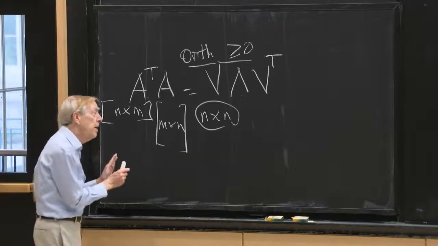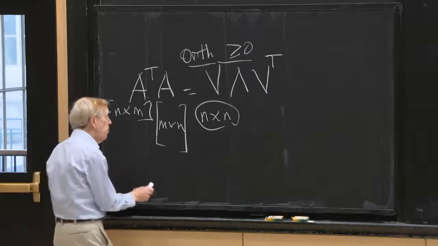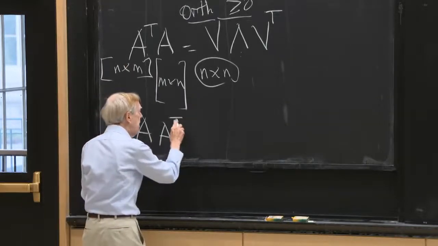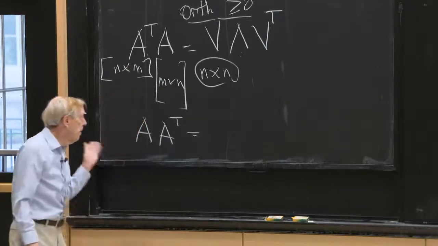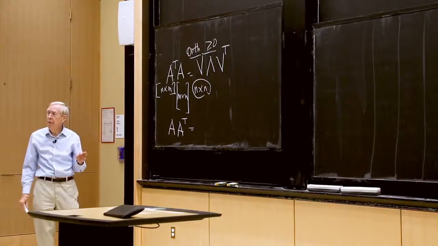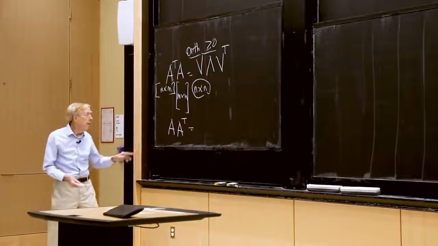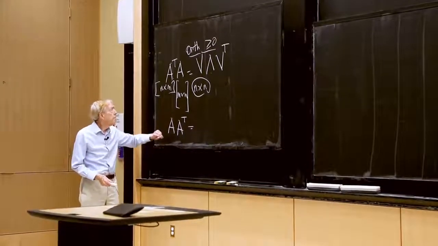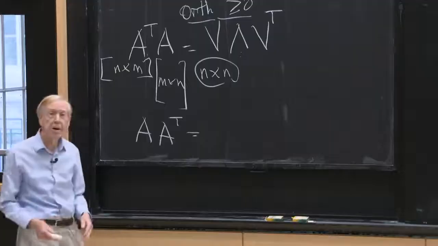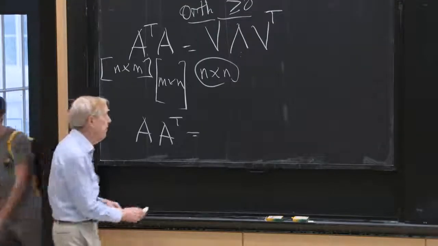We'll depend a lot on that. But also, you have to recognize that A A transpose is a different guy. So what's the shape of A A transpose? Now I've got m by n times n by m. So this will be what size? m by m, a different shape.